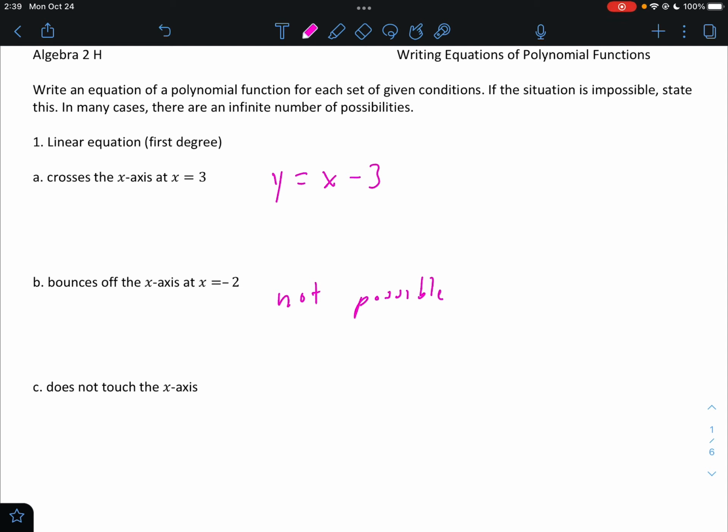And for c, if it does not touch the x-axis, that means it has to be parallel to the x-axis, which means it has to be a horizontal line. All horizontal lines are written in the form y equals some number. So pick a number. How about 7? America's favorite lucky number.